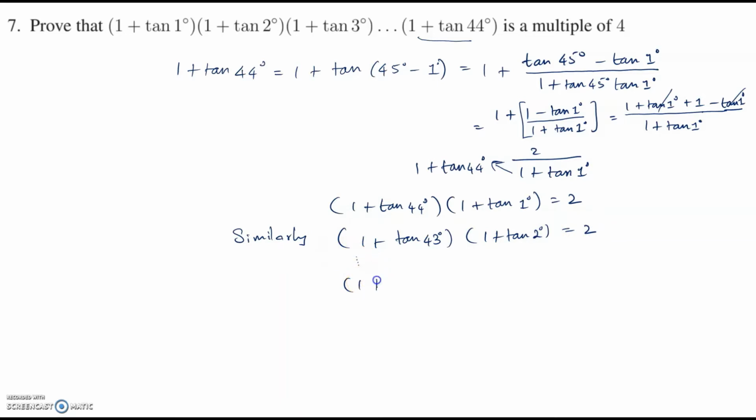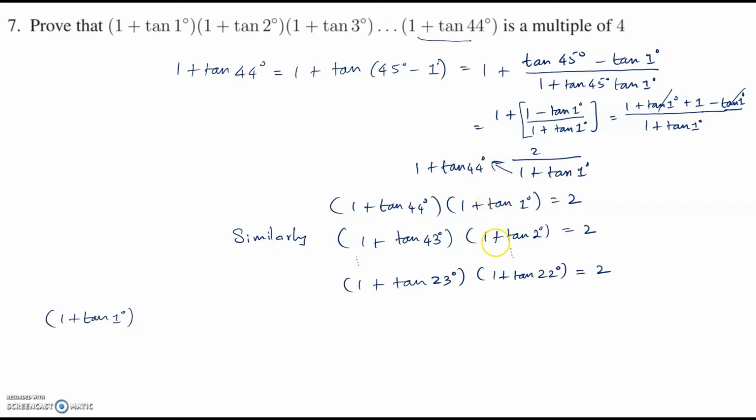And so on, we can go on up to (1 + tan 23°)(1 + tan 22°) equal to 2. Now, if we multiply all these terms on the left hand side, let's start with 1 + tan 1°, 1 + tan 2°. So you will have 22 pairs all the way to 22, and then we can multiply also with the remaining terms, which is 1 + tan 23° and everything. So let's put them together.